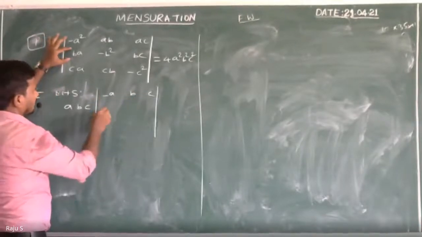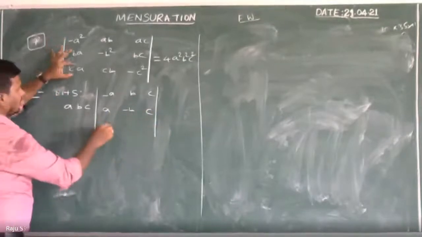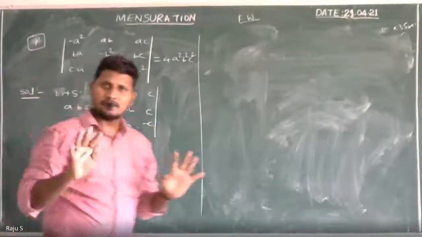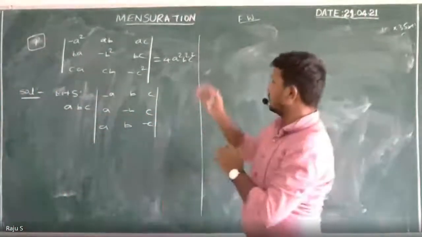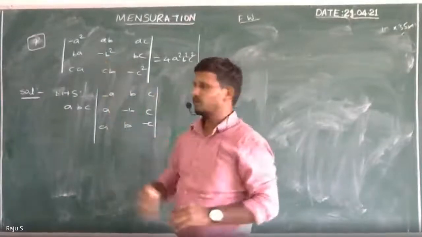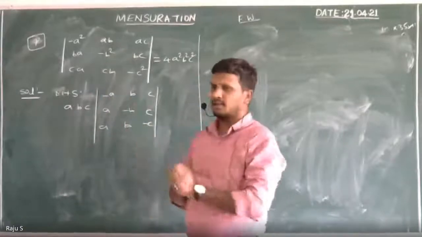Then here a, minus b, c. If I take c common, a here, b here, minus c. Am I right? Is it clear? Okay, fine. I have taken a, b, c: a from the first row, b from the second row, c from the third row. So the remaining is this determinant.